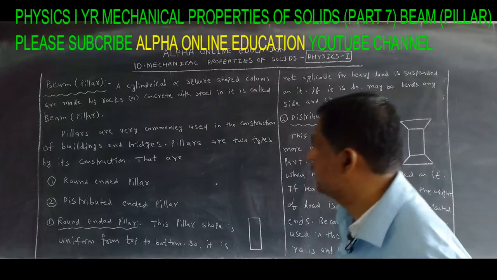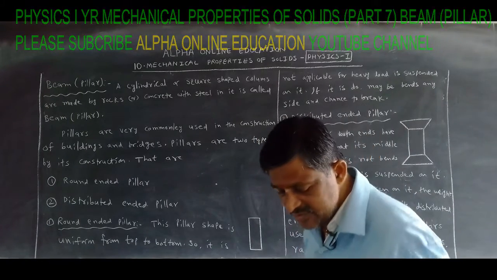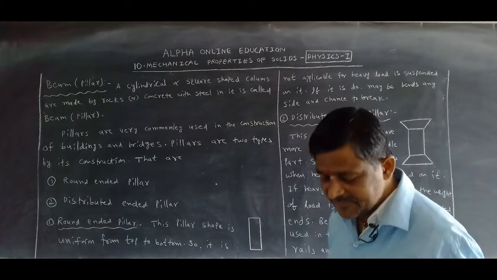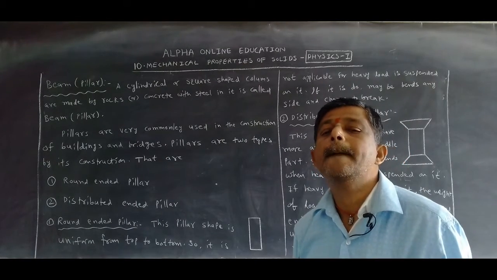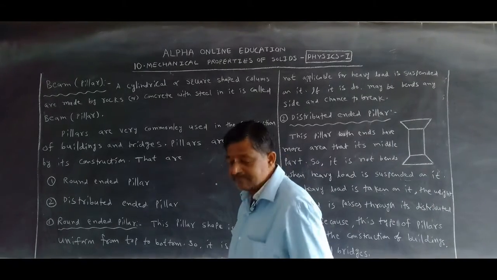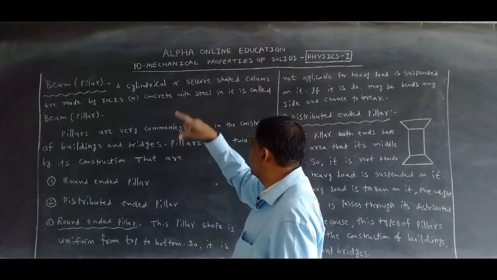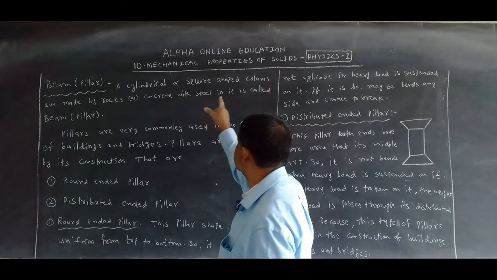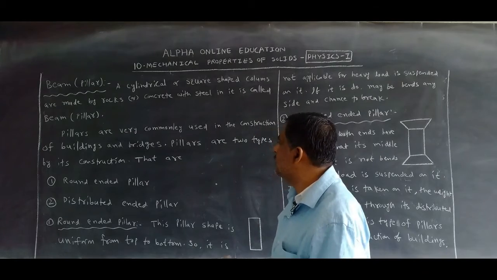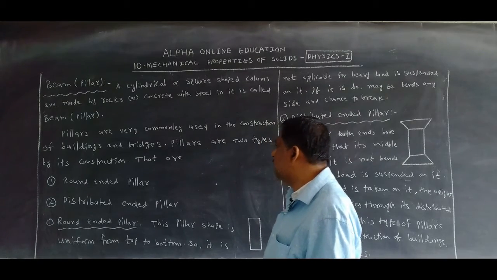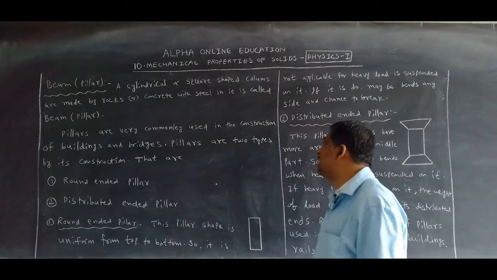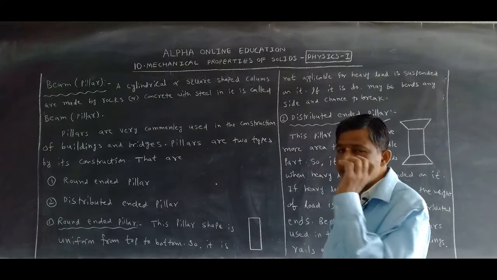Beam, pillar. This is a very common word we hear in our daily life in the construction of buildings or bridges. Now, what is a beam or pillar? A cylindrical or square shaped column made of rocks or concrete with steel in it is called a beam or pillar.